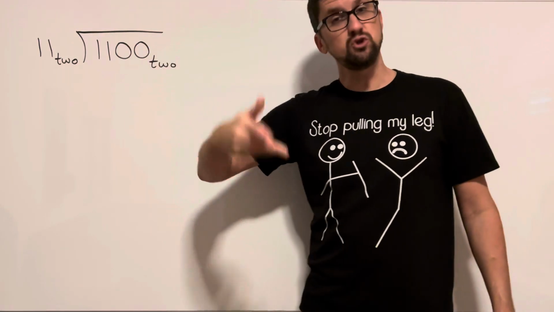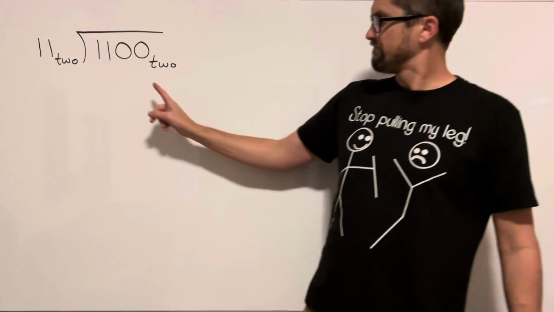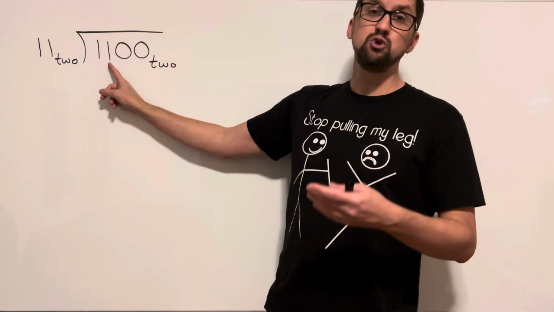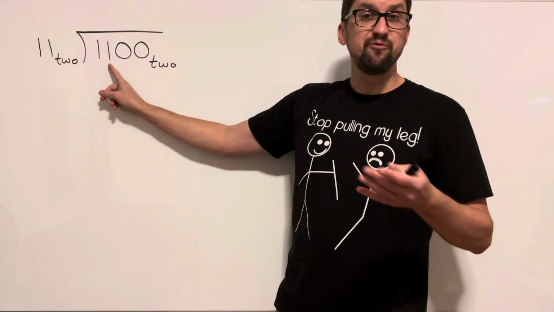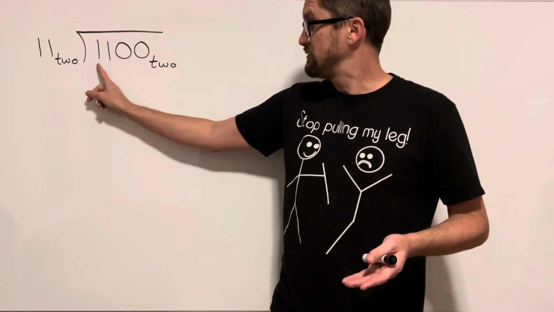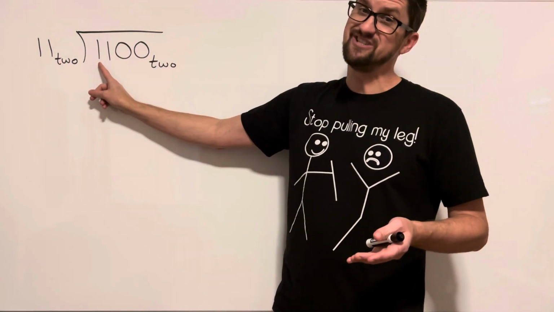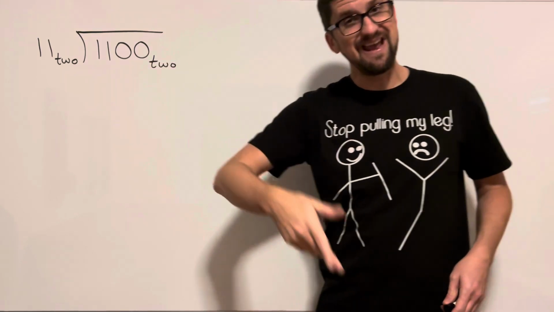That's how many groups of 2 you have. The next place would be the 2 squared place. That's how many groups of 4 you have, 2 squared. And then that would be 2 cubed, which is 8. That's how many groups of 8 you have.